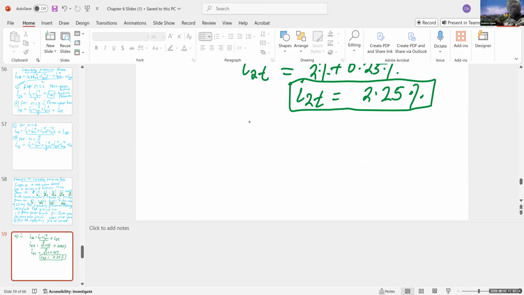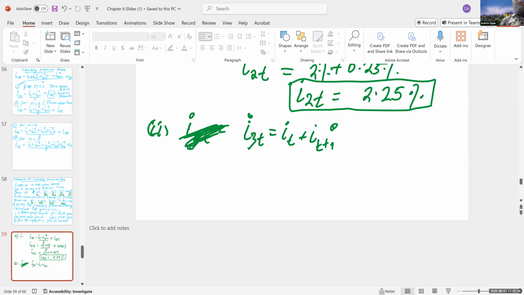Okay. And then Roman 2, the interest rate on a 3 year bond, that's what it was asking. So using a liquidity premium, I3T equals IT plus IT plus 1 expected plus IT plus 2 expected, divided by 3. Then you add the liquidity premium for investing in a 3 year bond.